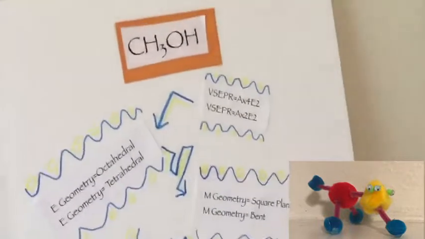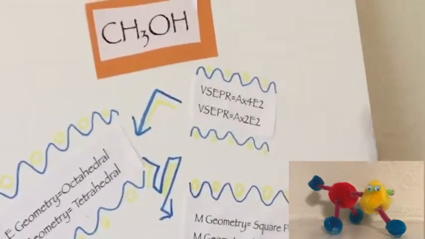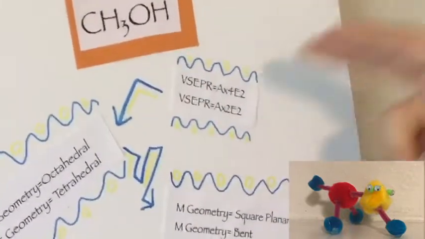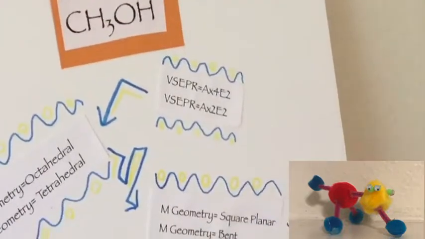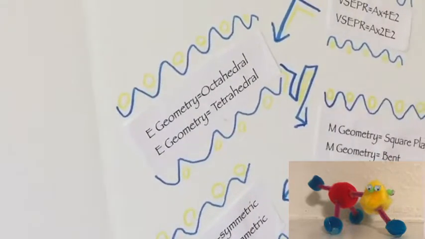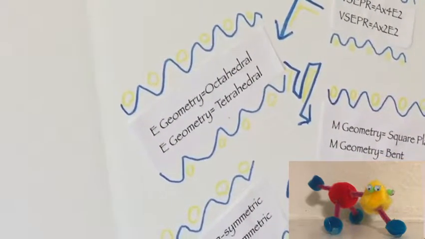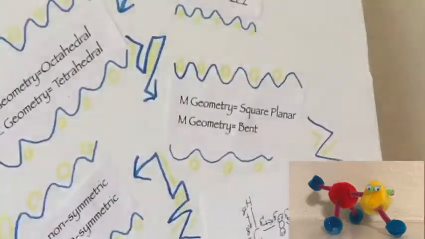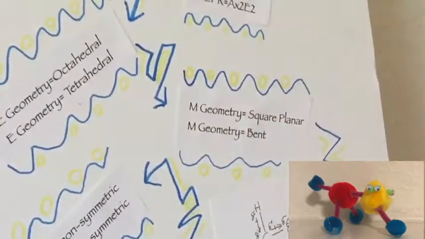Now our VSEPR formula, since there are 2 central atoms, we will have 2 of everything as well. So for C it is AX4E2, and for O it is AX2E2. Then our electron geometry is octahedral for the C and tetrahedral for the O. Our molecular geometry is square planar for our octahedral and bent for our tetrahedral.